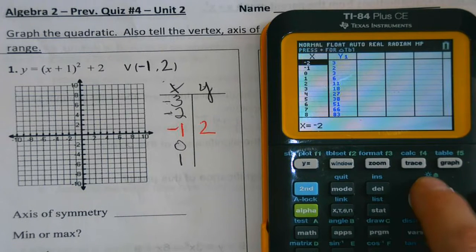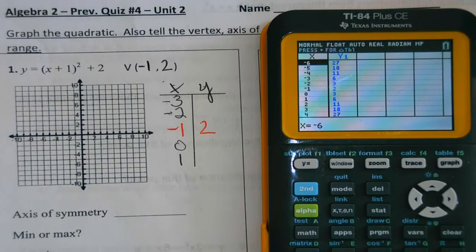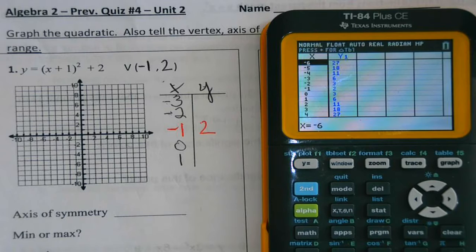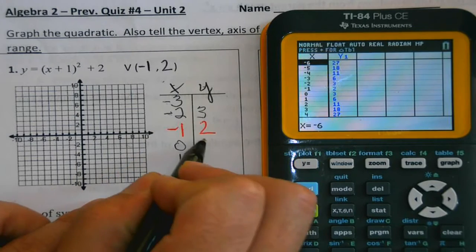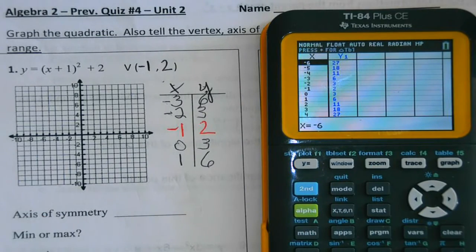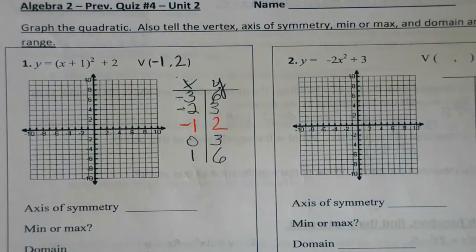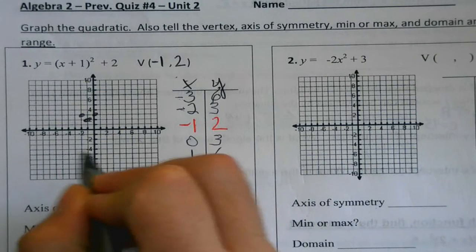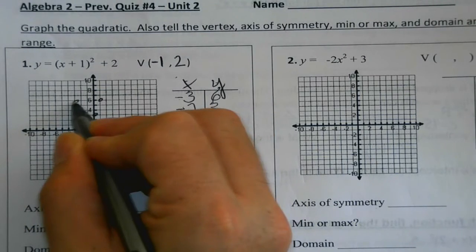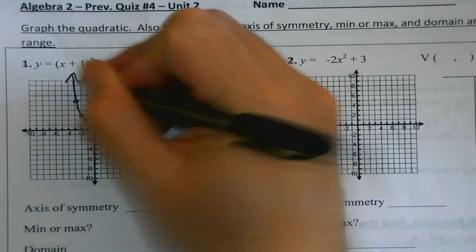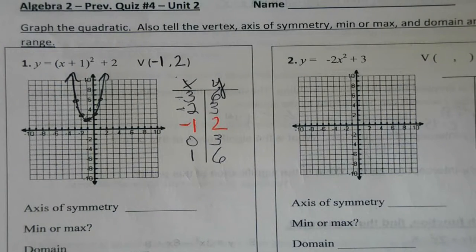And if I did my vertex right, I should see symmetry above and below my vertex. And I see the same numbers, I see the symmetry. So at this point, there's no problem with just getting those values put in. So once I have that, and I get my points plotted, we should be getting U shapes on these. If I get any other shape, that's not doing me much good.